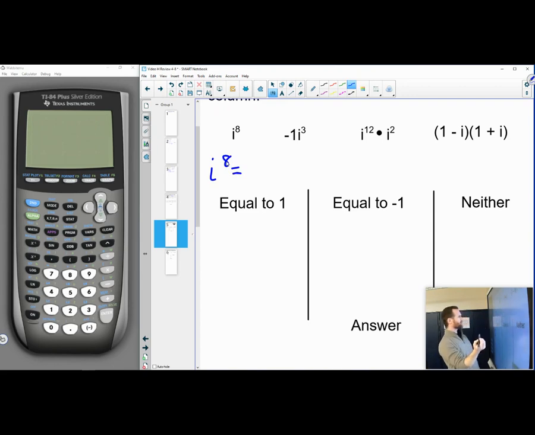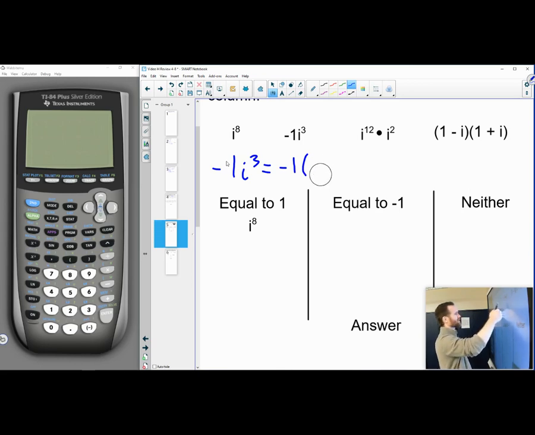Well, that's just a multiple of 4 as a power, so we know that's going to equal 1. So, okay, we can bring i to the 8th down there. That's the first one, and it equals 1. All right, now we've got negative 1 times i to the third. Well, that's negative 1 times i to the third. We know that's negative i.